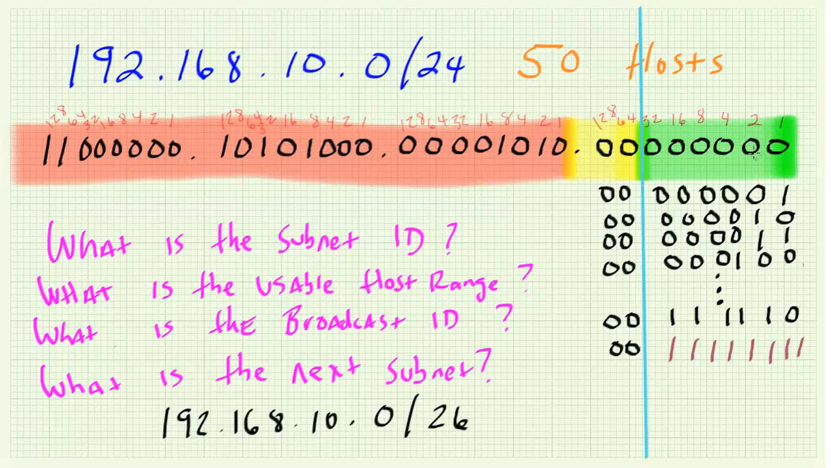And then the next thing I like to consider is what is the usable host address range? Well, we take the subnet ID and add 1 to it. In this case, everything was 0, so we added 1 to it. That's really easy. So the first host is 192.168.10.1.